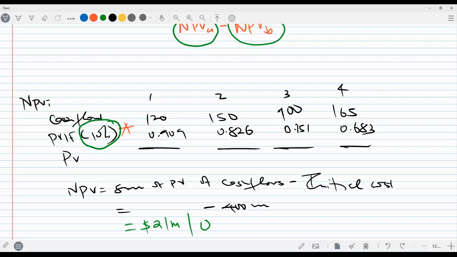There's 12 and 13 both. Okay, let's do 13%. It's a trial and error method. So let's, for example, pick 13%.